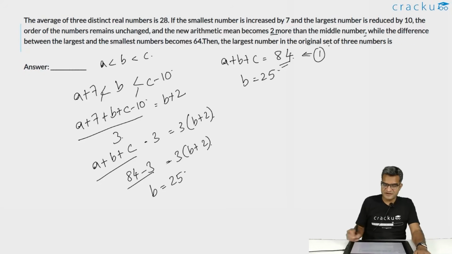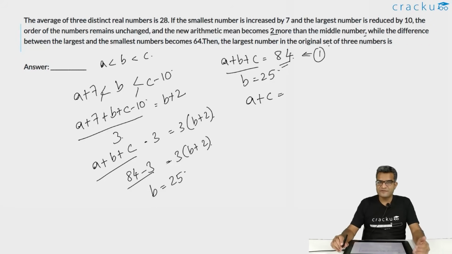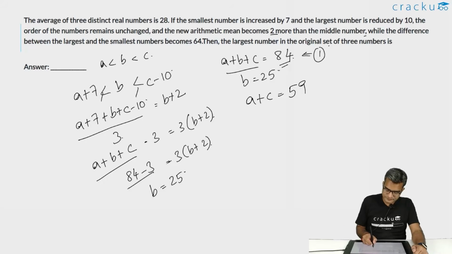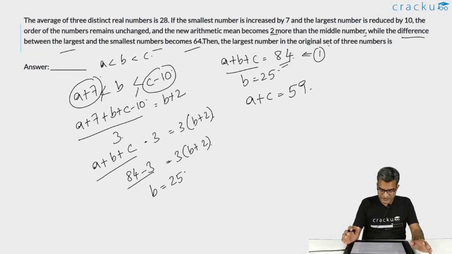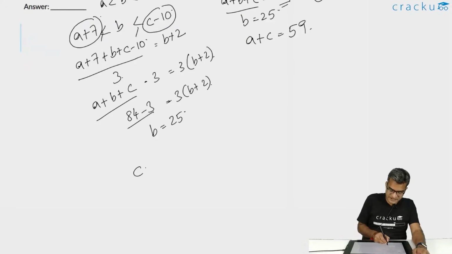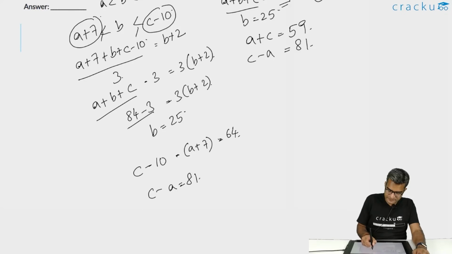If the value of B is 25, the value of A plus C can be calculated. What is the value of A plus C? That will be 84 minus 25, which is 59. While the difference between the largest and the smallest number becomes 64. Now the largest number is C minus 10. The smallest number is A plus 7. The difference between these two, we are told, is now 64. So C minus 10 minus A plus 7 is equal to 64. Or C minus A is equal to 81. So we have C minus A is equal to 81.